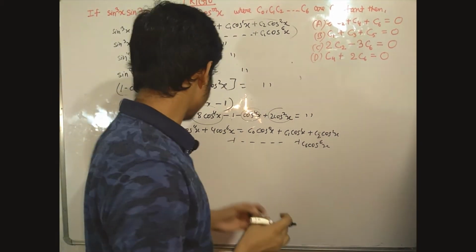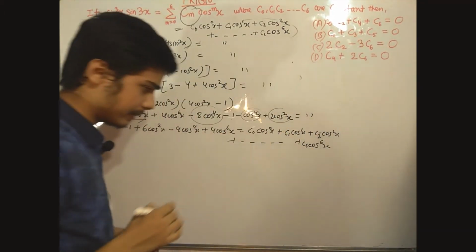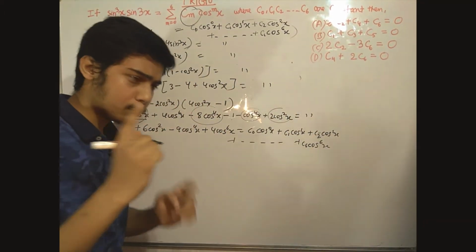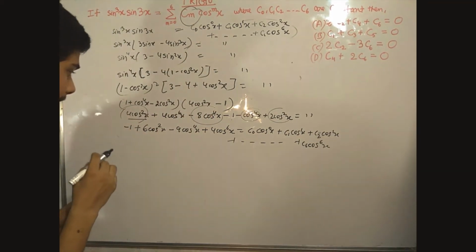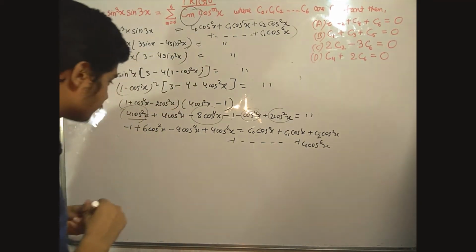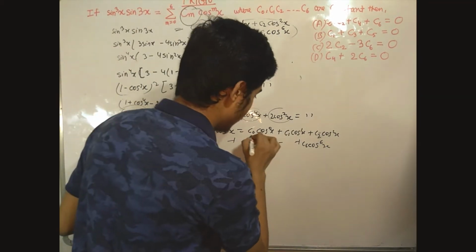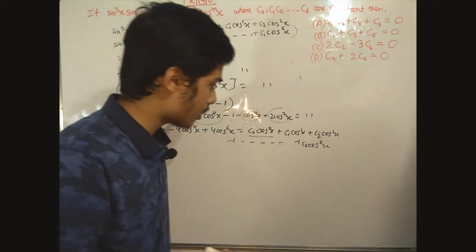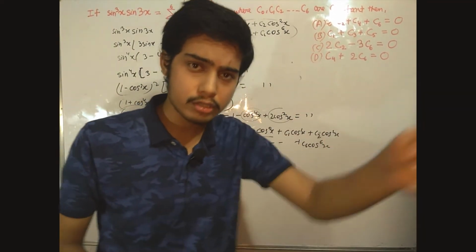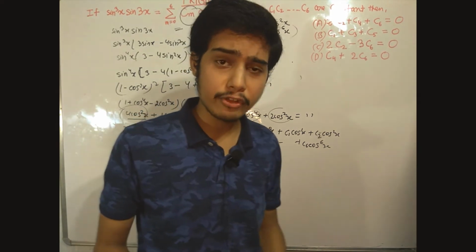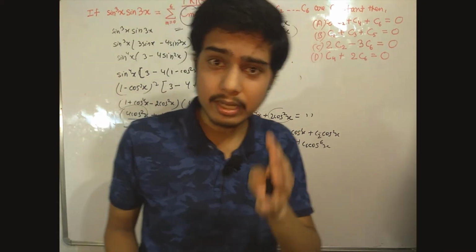Now, what is the thing that we have to notice in this step? There is a commonality, I think. Let's see. What is common here? Here you can see that C0 is the coefficient of cos to the power 0x, C1 is the coefficient of cos x, C2 is the coefficient of cos square x. In this way, C3 is the coefficient of cos cube x, and C6 is the coefficient of cos to the power 6x.